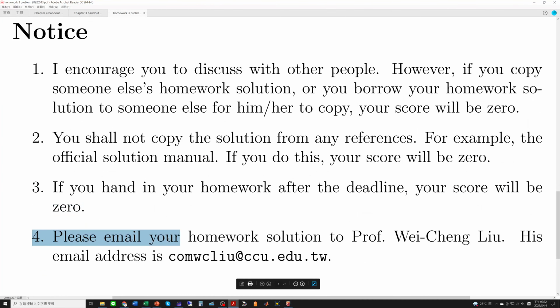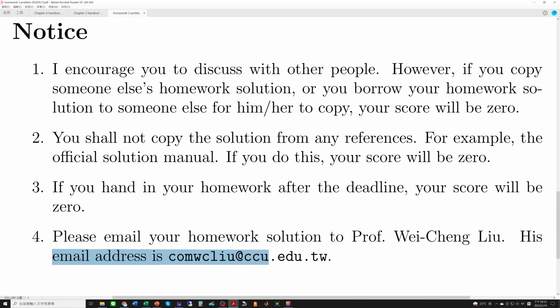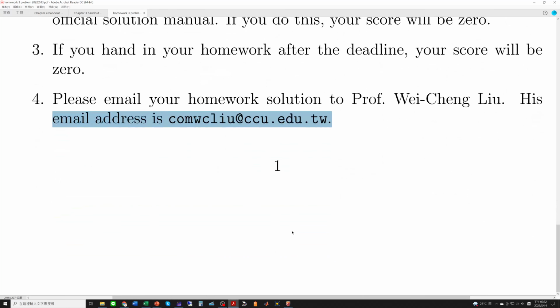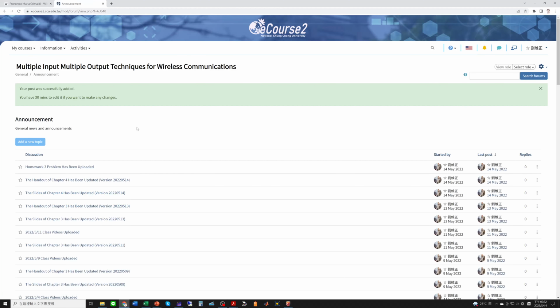Fourth, please email your homework solution to Professor Wei-Zhen Liu. His email address is comwcliu@ccu.edu.tw. That's all about homework 3. Next, let us see some new announcements.